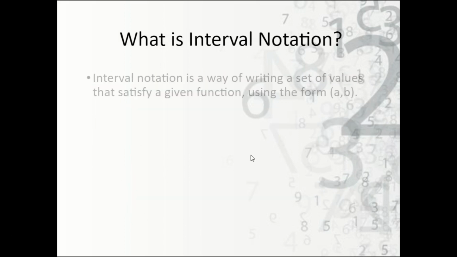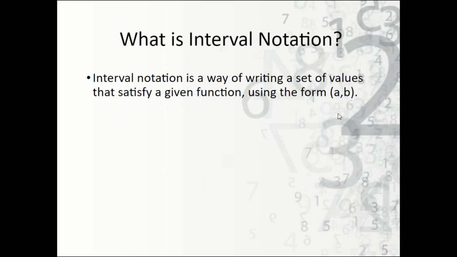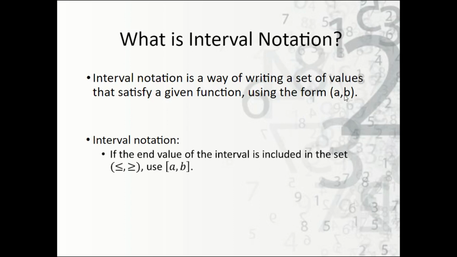So interval notation is a way of writing values using the form parentheses a, comma, b. Where this value a represents the lower boundary, so wherever it stops on the left side, and b represents wherever it stops on the right side. So interval notation then looks something like this. We can use parentheses or brackets. The brackets are used if that value is included. For instance, if it ends at 3 and it's actually including 3, then we would use a bracket.